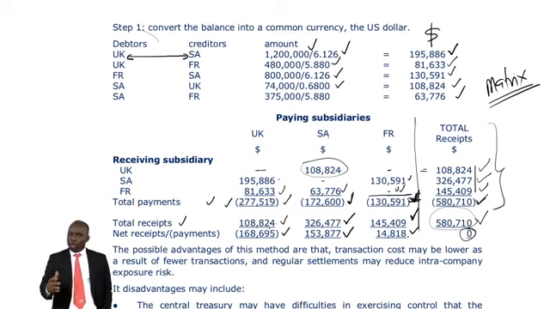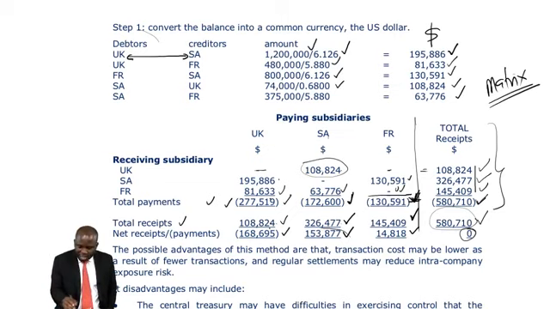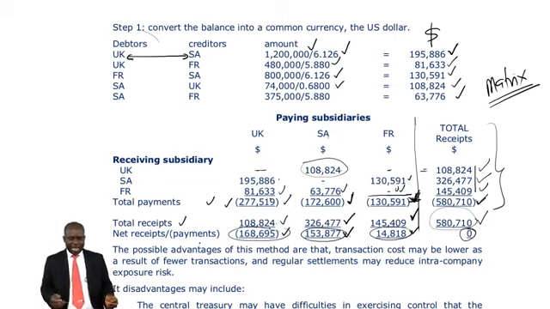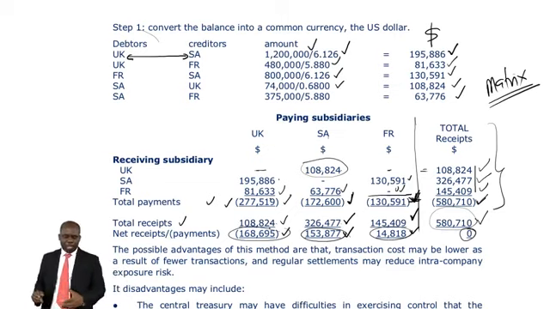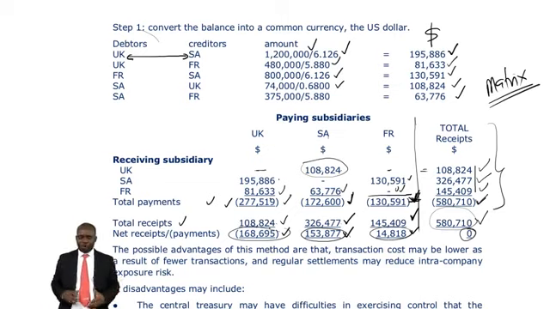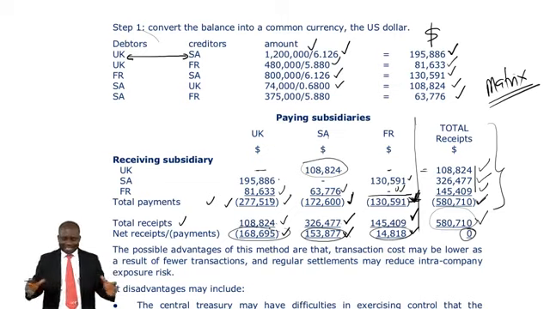14,818. So when you finish, the sum of the net receipt here should be equal to the sum of what? The payment. So what have we done? UK is now supposed to pay a net of 135,877 to South Africa, and UK will also pay to France 14,818, and that is the end of it.